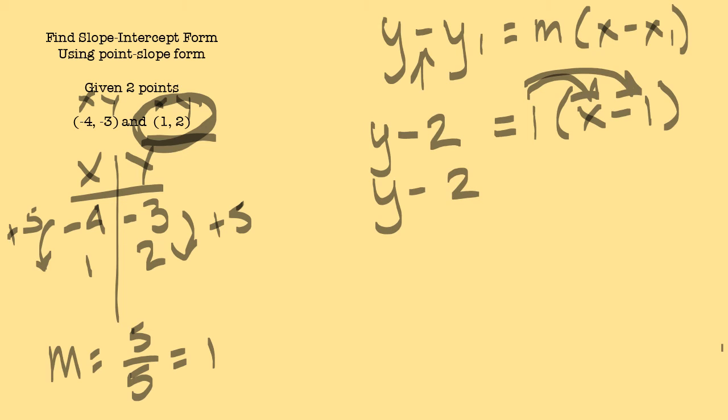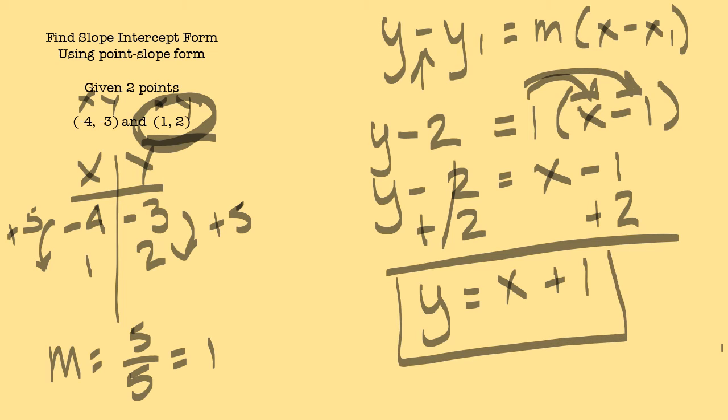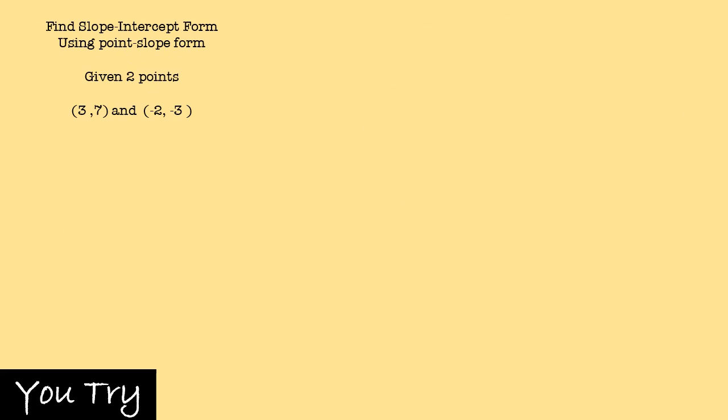So our first step is to do our distribution. Y minus 2 is equal to x. 1 times x is 1x, so it's just x, and 1 times negative 1 is negative 1. Now we can add 2 on both sides. Get rid of that, get the y by itself. And we have x plus 1. And here's my equation. See how easy that was? So easy. So now it's your turn to do it this way on the next slide.